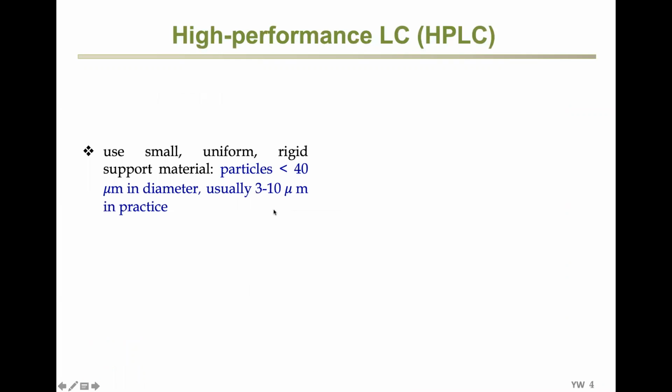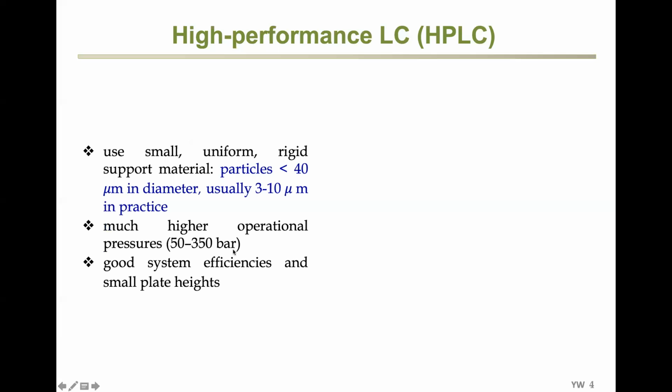Now, what about HPLC? HPLC uses small, uniform, rigid support material. Particle size is normally smaller than 40 micrometer in diameter and usually 3 to 10 micrometer in practice. They have much higher operational pressures, 50 to 350 bars, so that the mobile phase can move faster than in the low performance ones. They have very good system efficiencies and small plate height. As we mentioned earlier, when you have small plate height, you will have better separation, because the peak widths are much smaller.